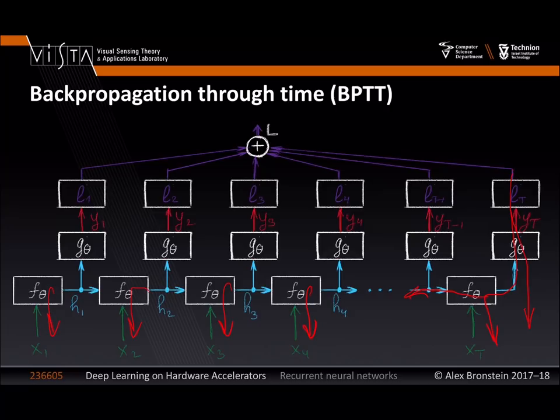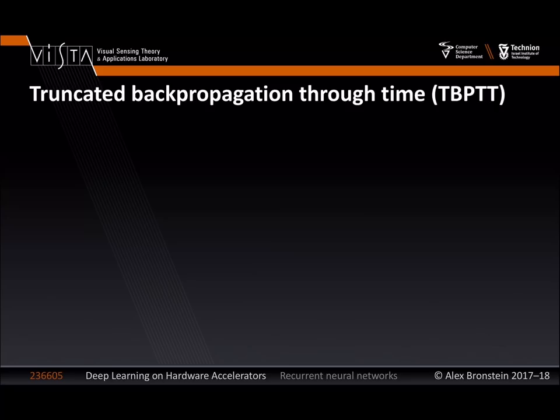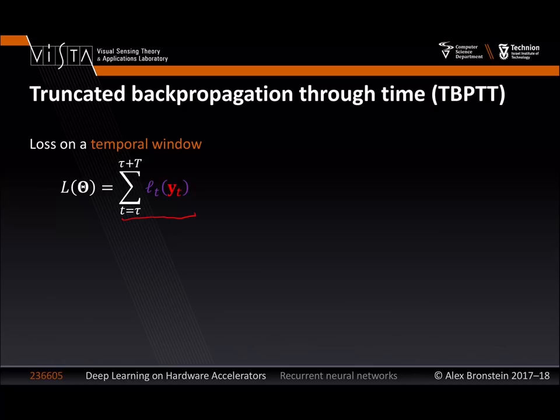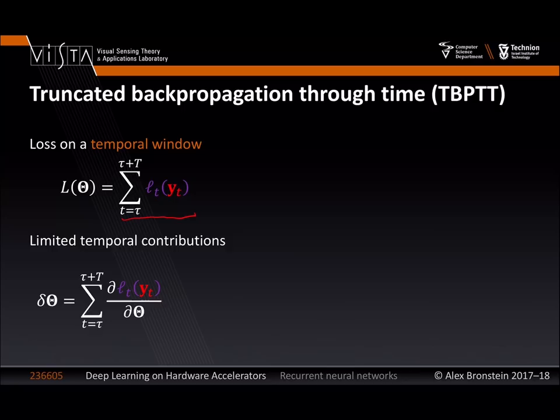I'm done with the contribution of LT. Then I'm going to go to the contribution of LT minus 1. And I'm going to compute again the gradient due to G, and then the gradient due to F, and so on. Okay, so it's exactly the regular backpropagation. I'm just summing the results, summing the d thetas. Now, of course, at least theoretically, this sequence is infinite, right? So running this back and forth on very long sequences is very time demanding. So what is done in practice is I'm computing the loss on a small temporal window, some fixed temporal window, and my gradients are also limited to this window.